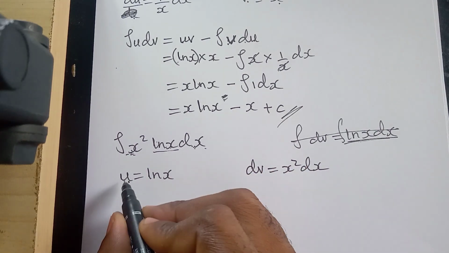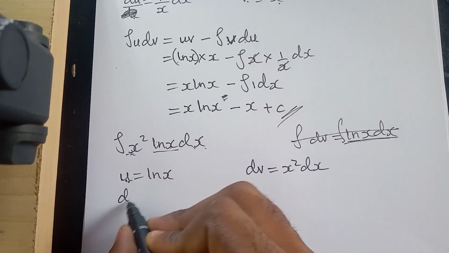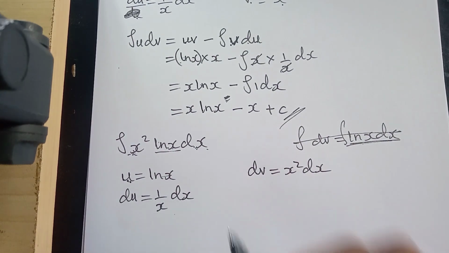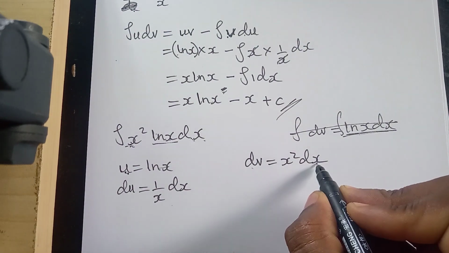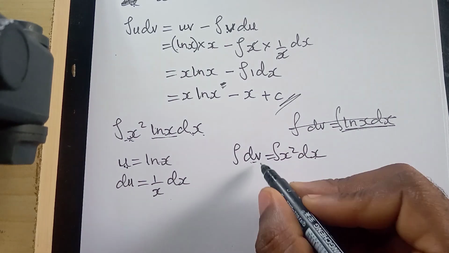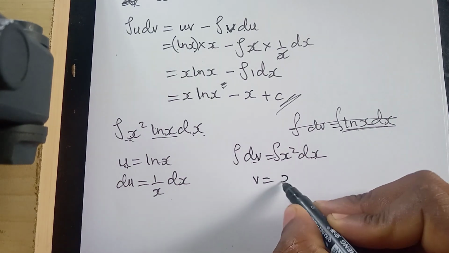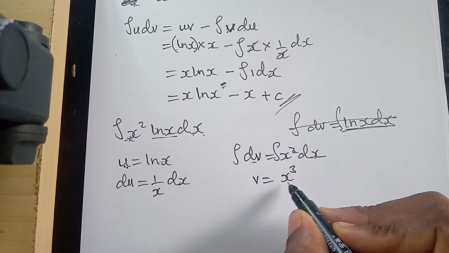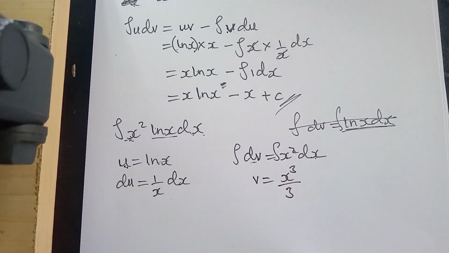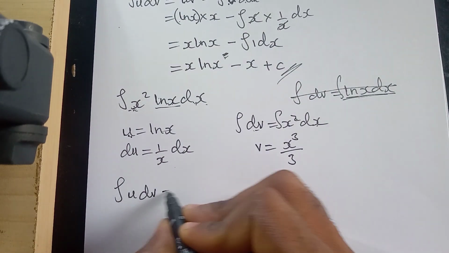dx. So to get our du from here, you simply differentiate. Then this one will give you 1 over x dx. And then to get our v from here, you can simply integrate. When you integrate this, you get v. When you integrate this, you get x to the power 3, because the power will increase by 1, over 3. Of course, we have a c, but we don't need it at this stage. And then you can apply the rule.